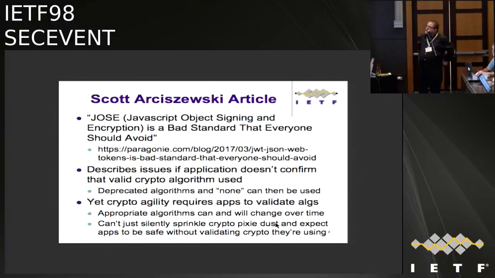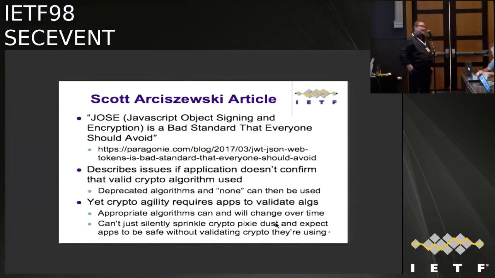Next. I do not know Scott. He wrote an also provocatively titled post that Jose is a bad standard that everyone should avoid. And what he's describing is there's a requirement in JWS and JWE that the user of the format validate that the algorithm or algorithms used are ones that meet the security requirements of the application. In the limit, there's a lot of places where using alg none doesn't meet the security requirements. And so the application has to verify that that's not being used if it's not okay.